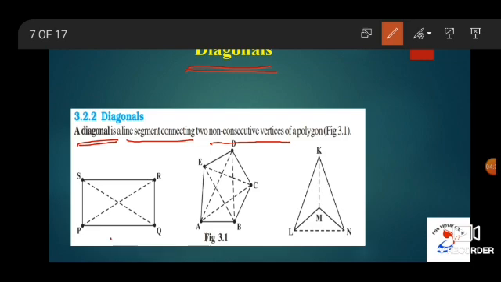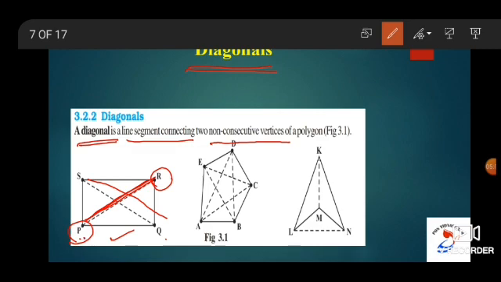Let us consider this example. Here PQRS is a rectangle. So we can say here PR is one of the diagonals and QS is the other diagonal. So if I say a diagonal, see, the vertex P and vertex R are non-consecutive. Children, what do you mean by the word non-consecutive? If I say P, the next one is Q. This is a consecutive vertex. If I say P and R, it is a non-consecutive vertex.